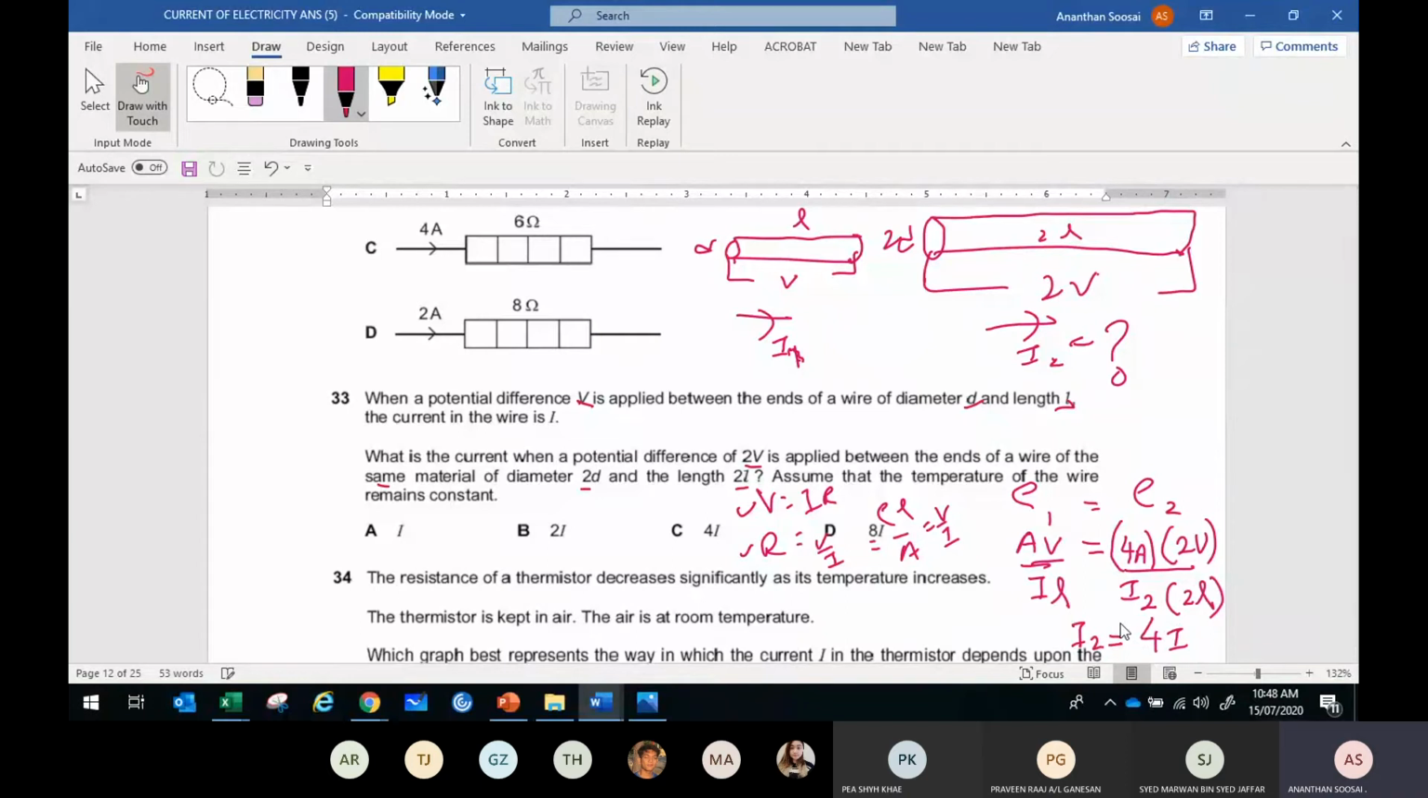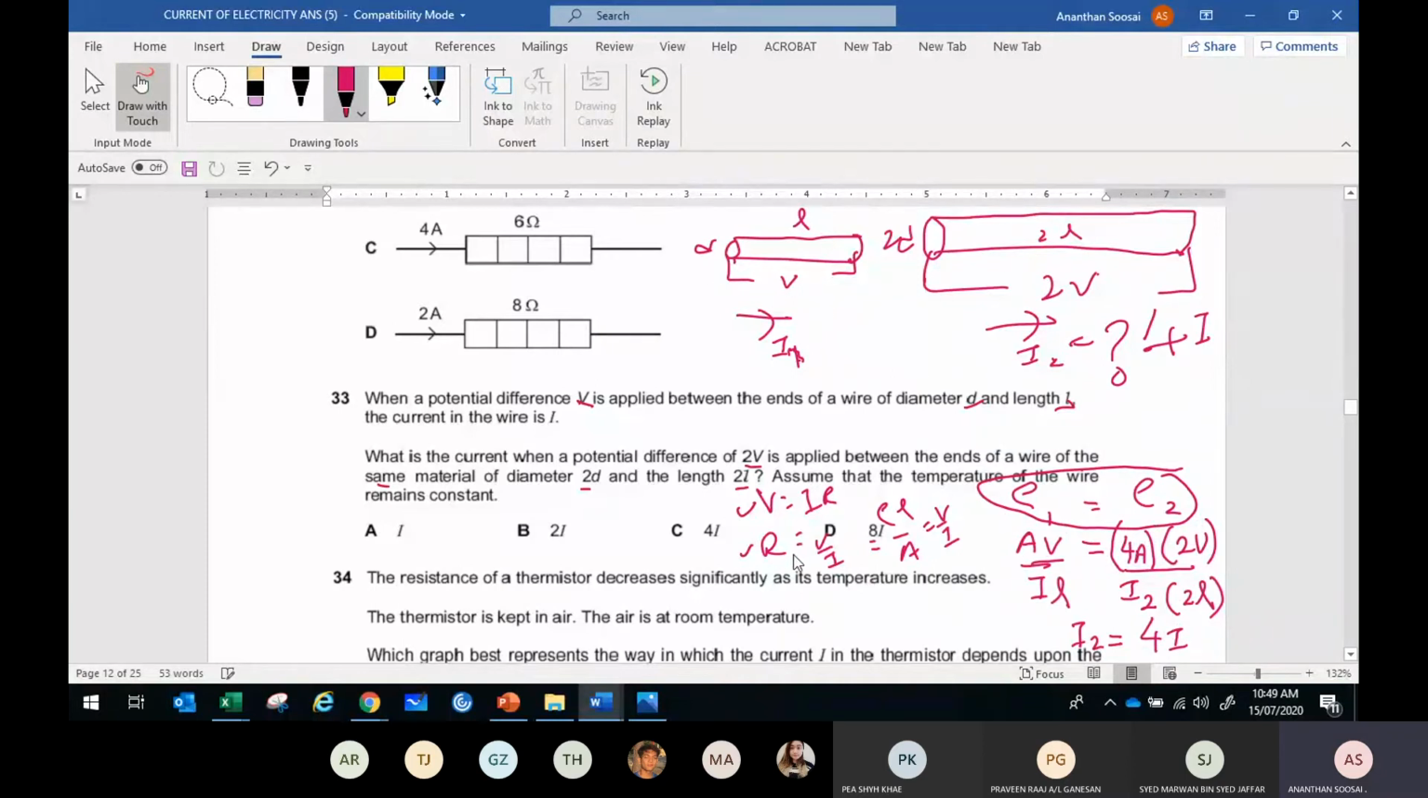Okay, 4I, right? The current that should flow, I2, must be 4I. The clue is the resistivity must be the same. But another problem is you can't simply use rho L over A, because resistance is not provided. They give length and diameter.